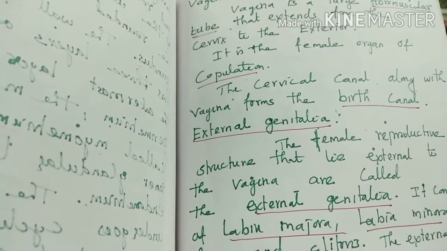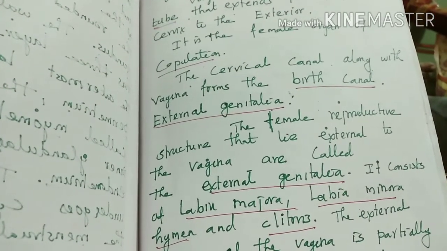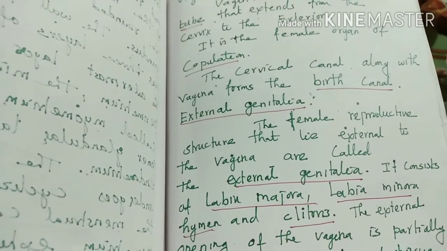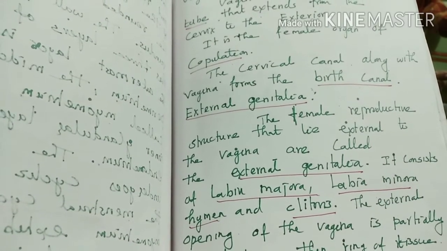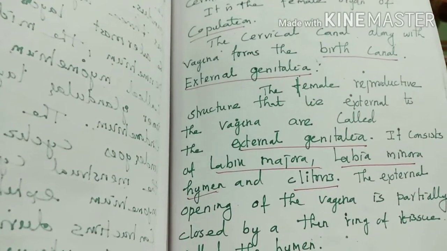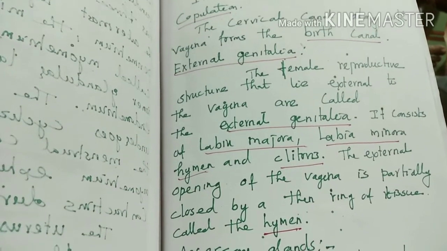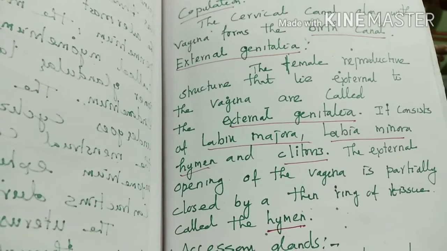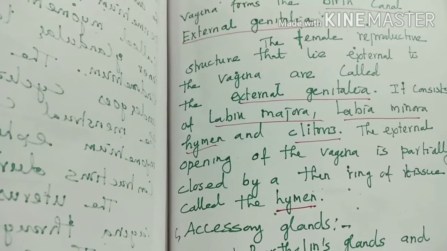Next one is the external genitalia. The female reproductive structures that lie external to the vagina are called the external genitalia. It consists of 4 parts: the labia majora, labia minora, hymen, and clitoris. The external opening of the vagina is partially closed by a thin ring of tissue called the hymen.